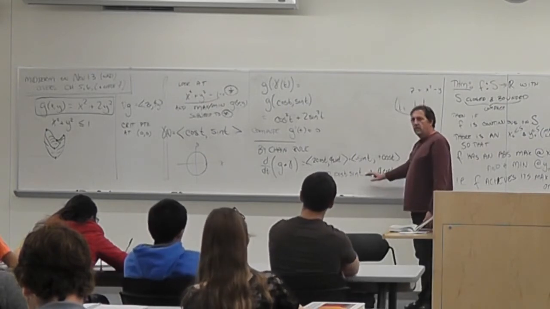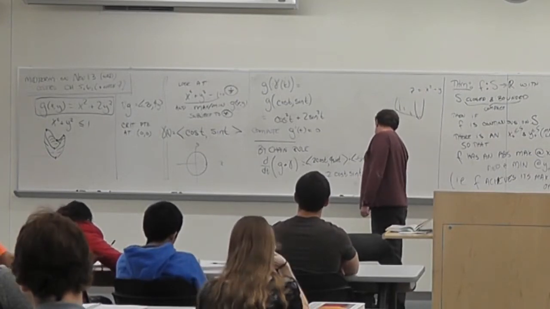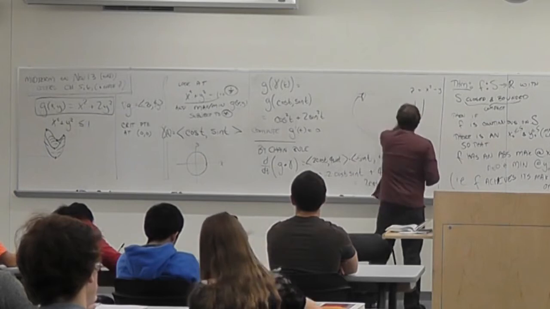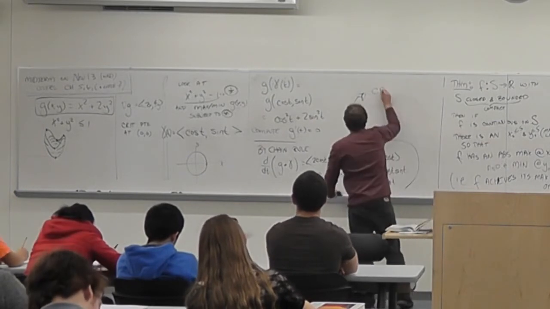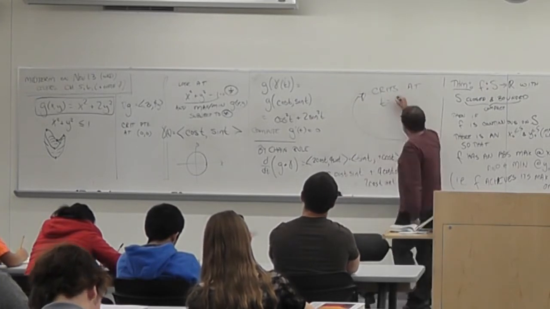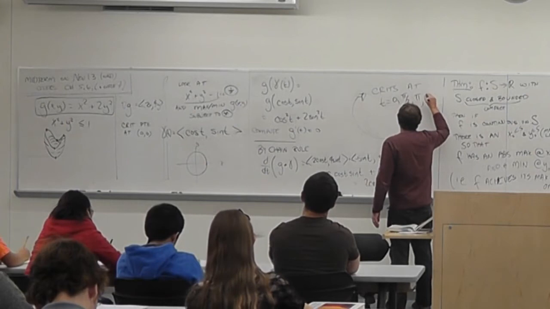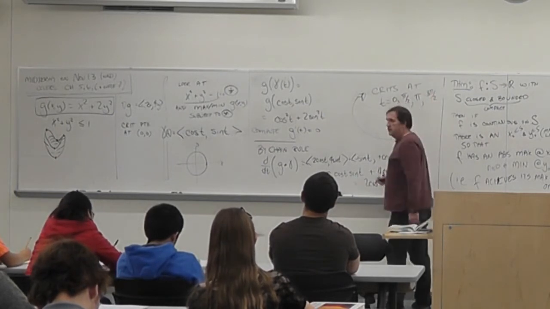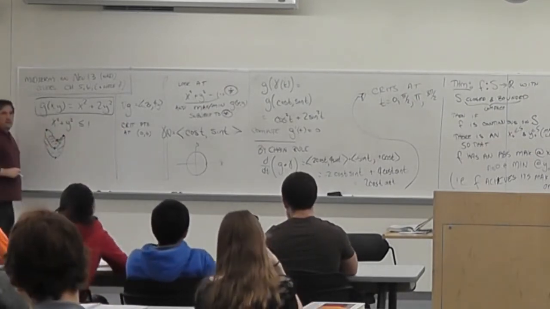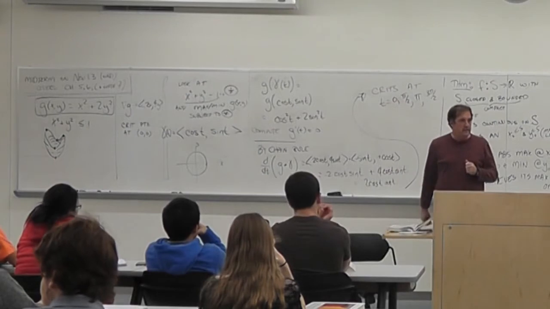So this is 0 when the cosine is 0 or the sine is 0. So in other words, I have critical points, as we knew already from the picture, when the cosine or the sine is 0, so t equals 0, pi over 2, pi, or 3 pi over 2, which are these four points right here. And then I just evaluate my function at all of the points, see where it's biggest and smallest, that gives me my max and my min.